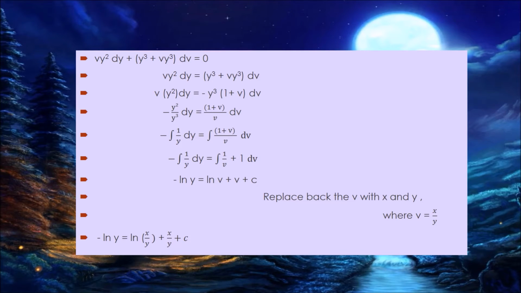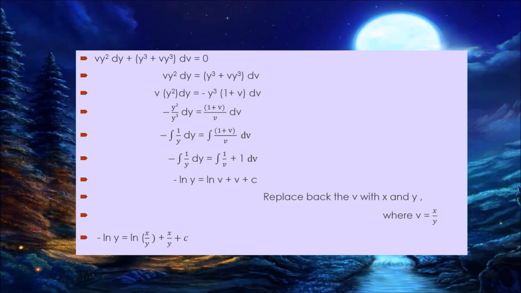So we get negative 1 over y dy equals (1 plus v) over v dv. Separating the (1 plus v) over v, we get (1 over v plus 1) dv. Integrate the whole equation, so we get negative ln y equals ln v plus v plus c.